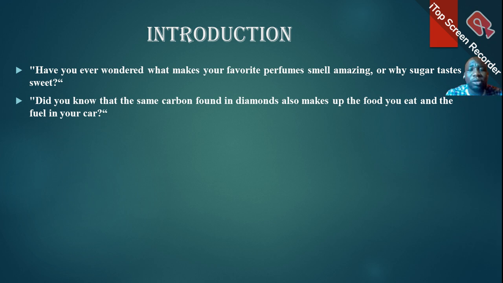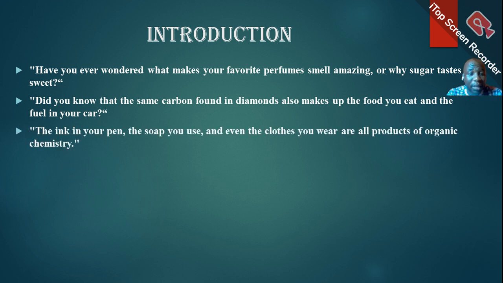Do you also know that the same carbon that is found in diamond, which is one of the allotropes of carbon, is the same carbon that is found in the food you eat, and the fuel you burn in your car? Do you know it's the same carbon that is present in them? What about the ink in your pen, the soap you use, even the clothes? I hope you know they are all products of organic chemistry.